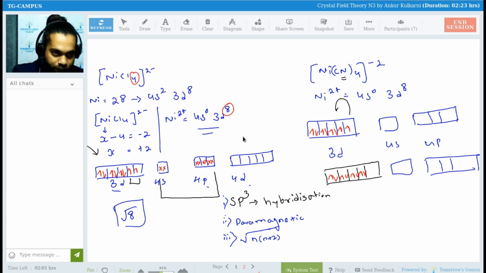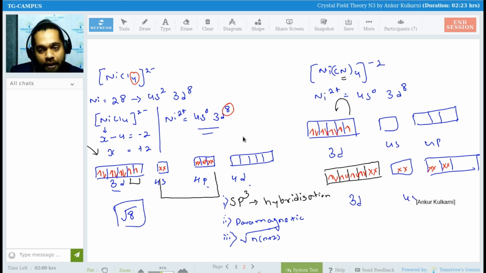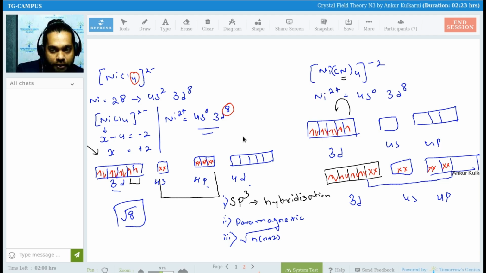Now the ligands, again the 4 ligand, each ligand gives you 2 electrons. So 1, 2, 3 and 4 ligand. So what is the hybridization over here? Yes, everyone in the chat box, what is the hybridization? Come on, tell me. What will be the hybridization?